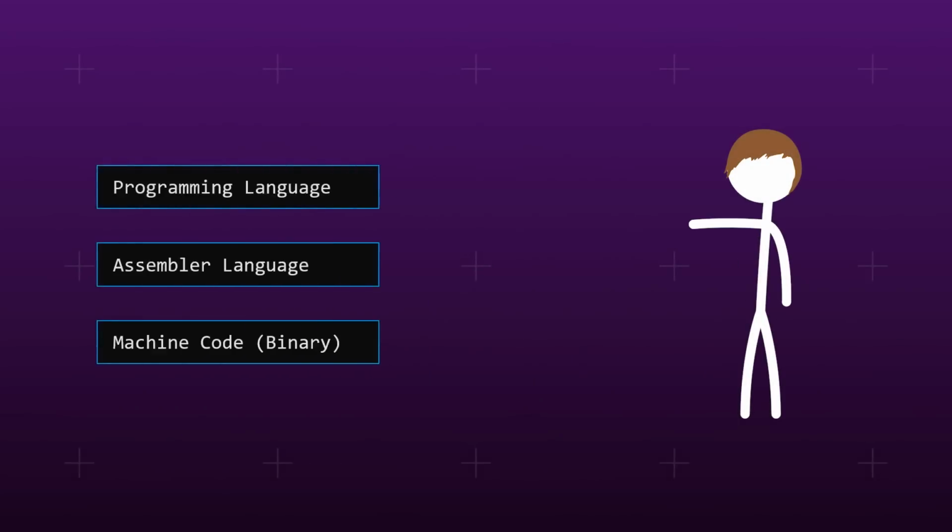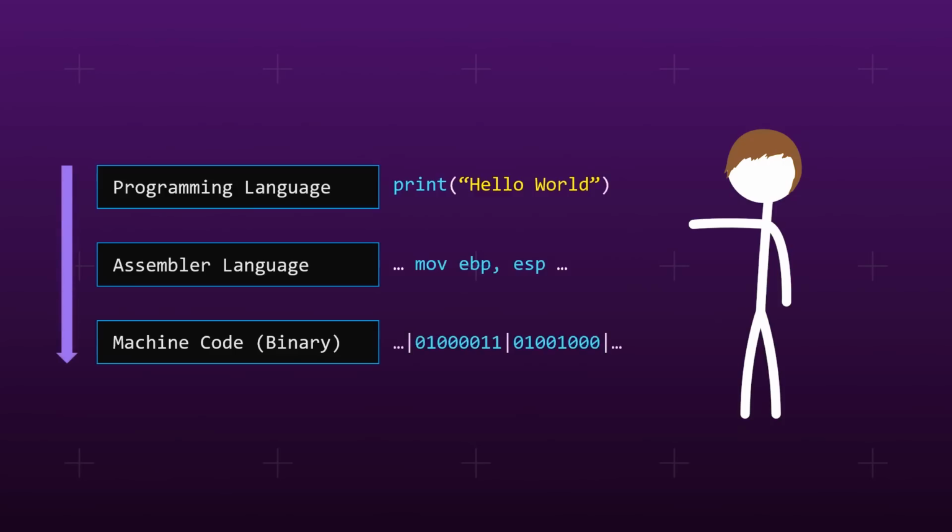At the most fundamental level, computers understand machine or binary code, which is a series of ones and zeros called bits. 8 bits together form a byte, and as I'm sure you know, this is where the terms megabyte, gigabyte, and terabyte come from.